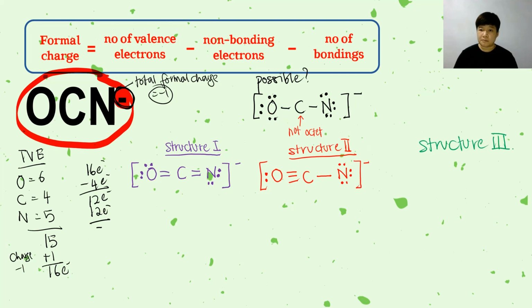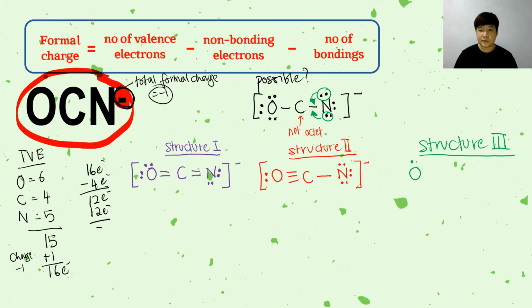What do you think my third structure looks like? Vice versa with the second structure, both of the lone pairs will be donated by the nitrogen. Both of the lone pairs are given out by the nitrogen. So in this structure, oxygen is the one that does nothing.